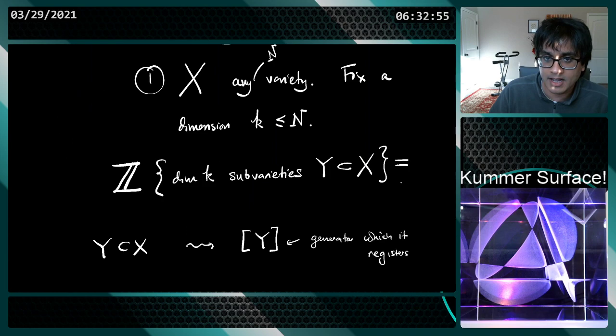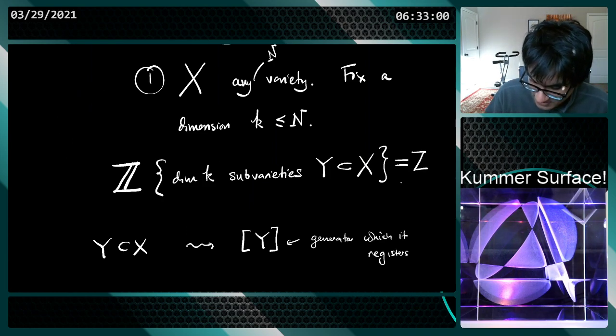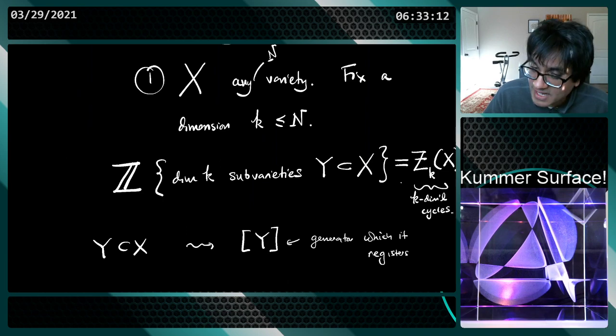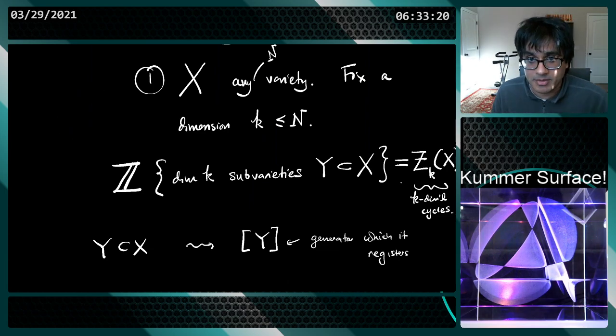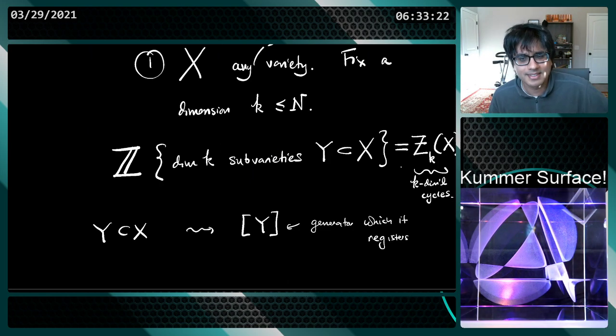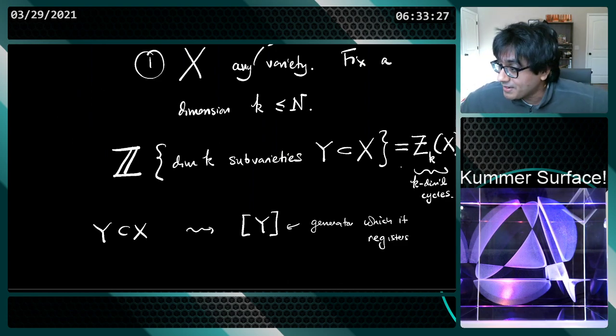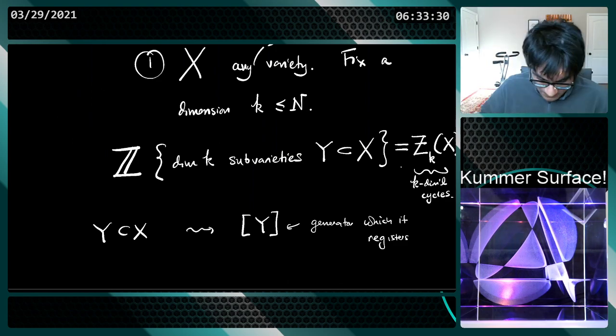And this first abelian group is called the group of k-dimensional cycles. It's typically denoted Z_k of X. The group of k-dimensional cycles. So a cycle is simply a formal linear combination of subvarieties of dimension k, of some fixed dimension that you're studying. Okay? Great. Then we're going to mod out by that promised equivalence relation.